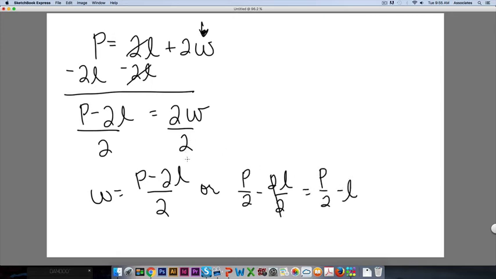I think personally I would probably just leave it like this, but if you really felt the need to simplify, this is where it goes. But don't cancel those two things out. You can only cancel out things that are attached by multiplication, not by subtraction. All right, pause the video if your students have questions.